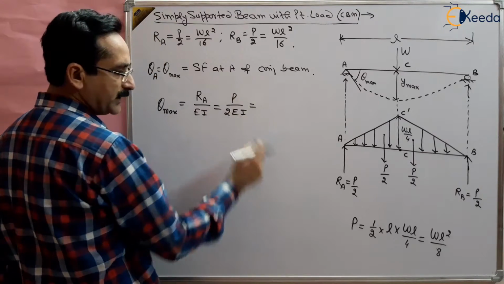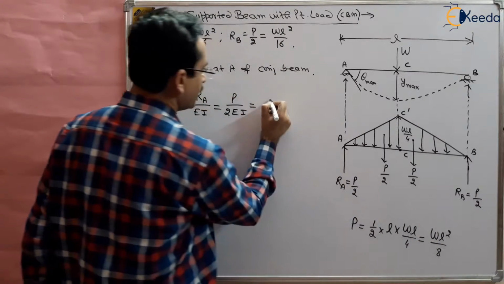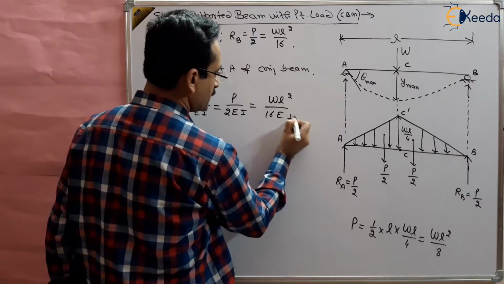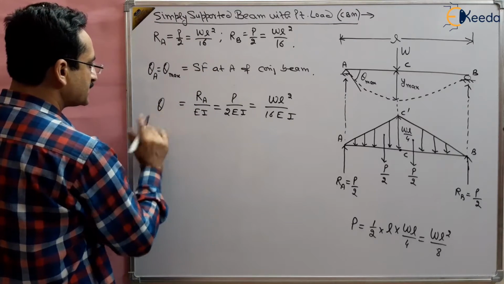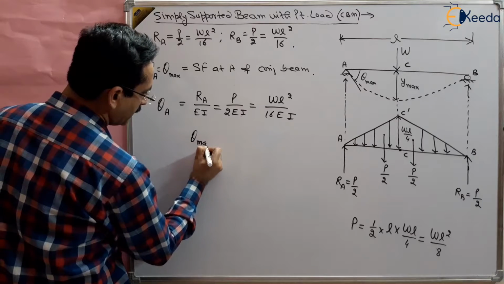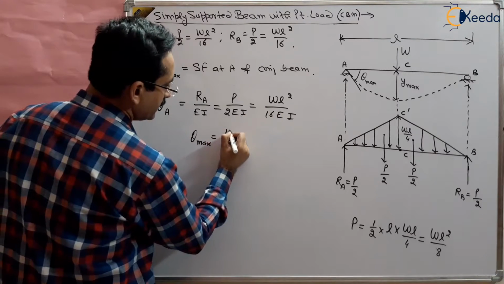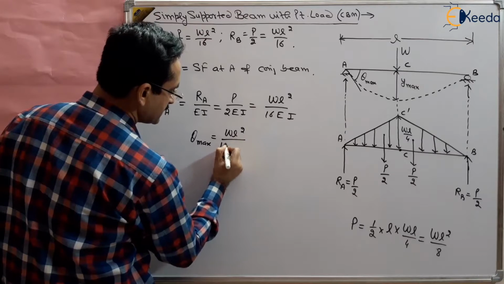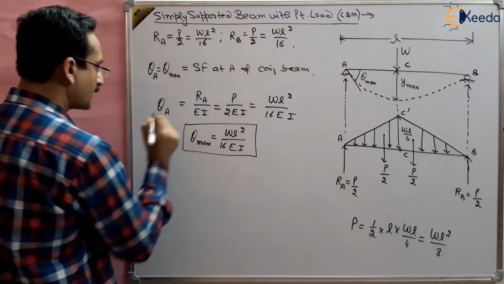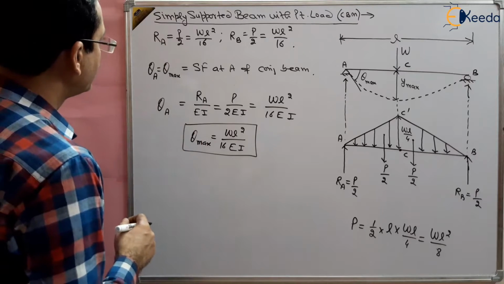and what is P? P is WL square by 8. You will get WL square by 16 EI. So theta at A, which is theta max, is this thing, right? So theta max is equal to WL square upon 16 EI. This is the theta max, right?